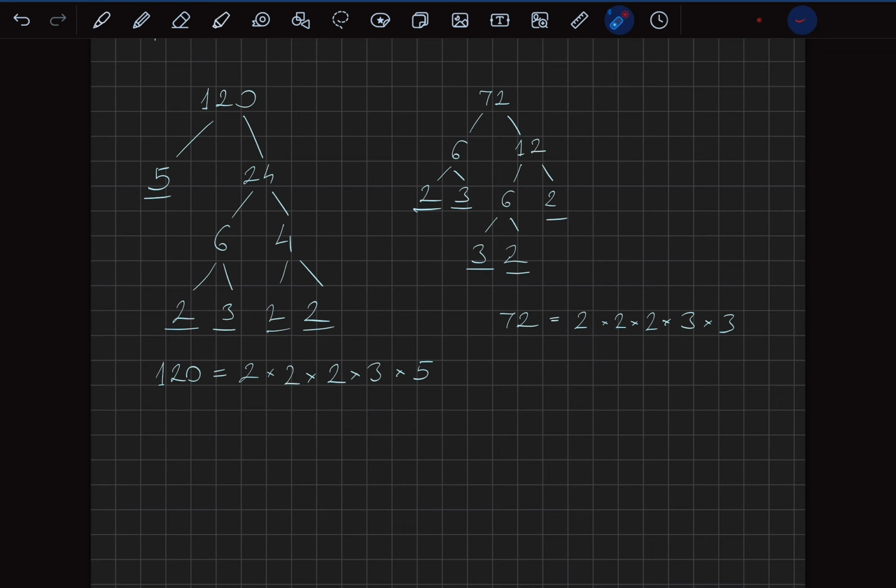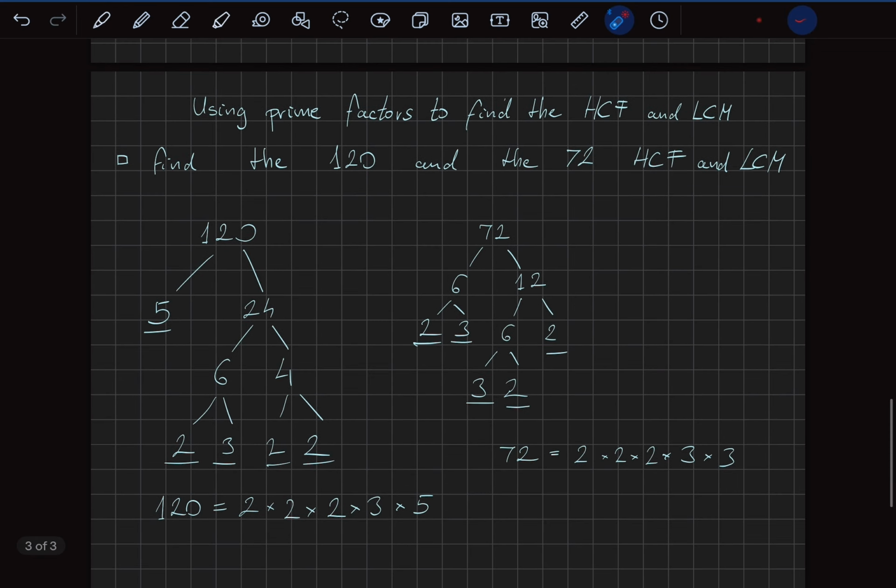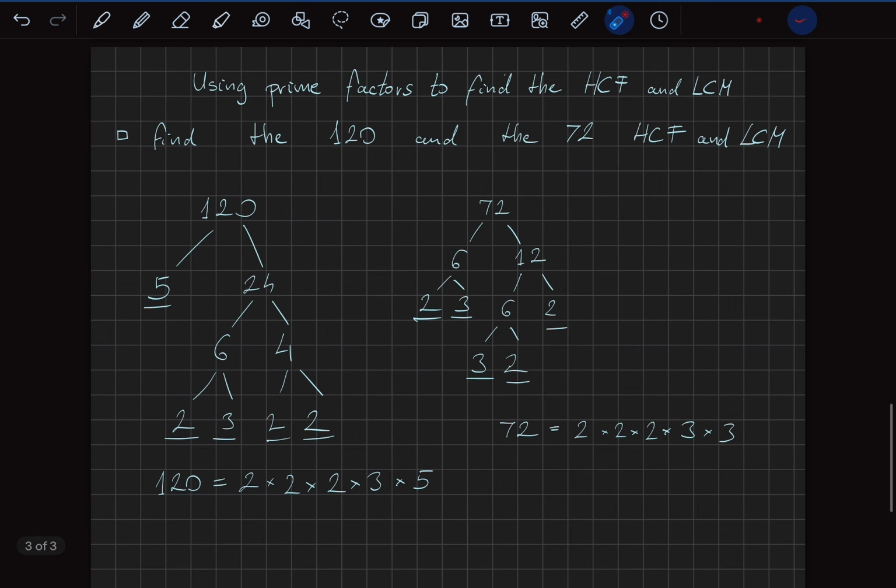So the highest common factor will be the number that can divide the 72 and the 120. So basically the common factors from here: 2 times 2 times 2 times 3. This number is in the 120 and the 72, so basically it will be 24. Yes, 6 times 2 is 12, and it's 24 exactly. Okay, but we can search this number another way.